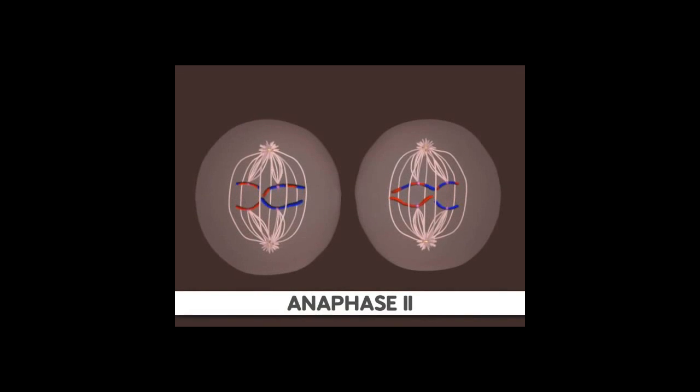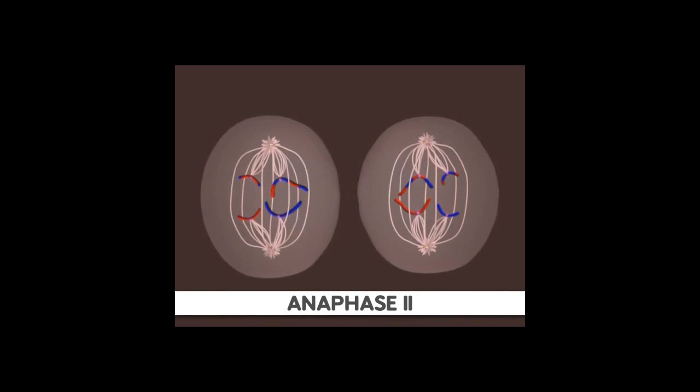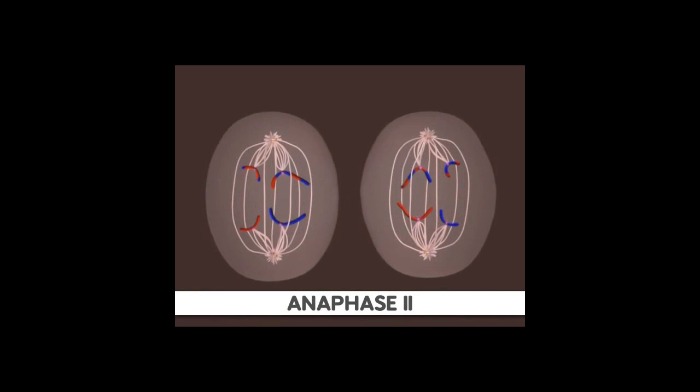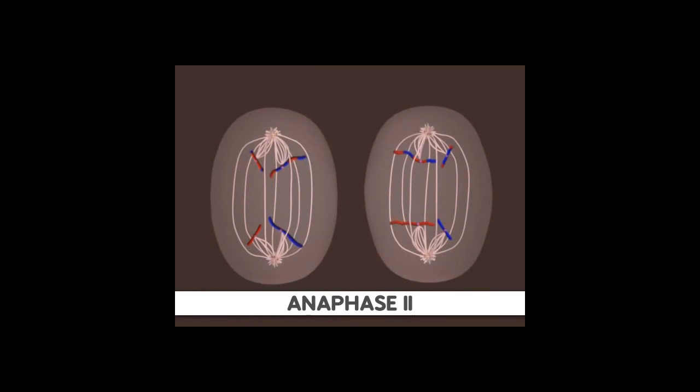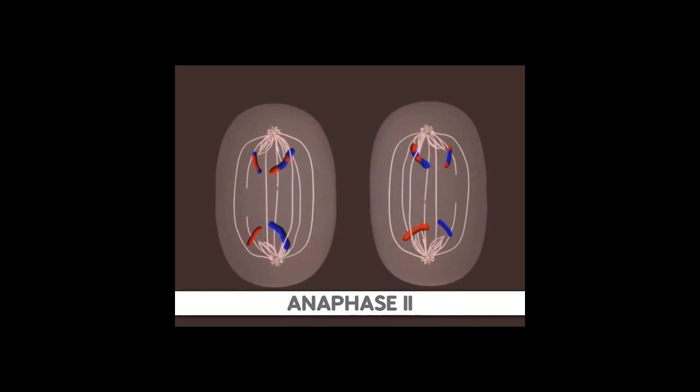In Anaphase II, the sister chromatids are pulled apart as the microtubules shorten. Also, the ends of the cell are pushed farther apart as microtubules elongate.